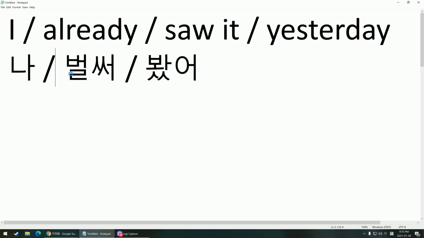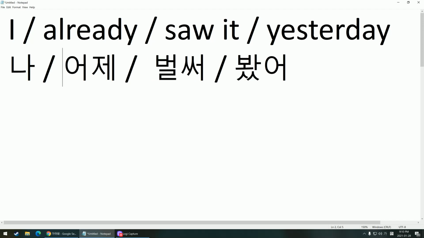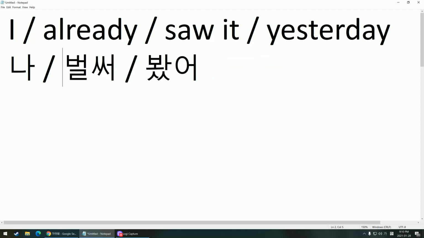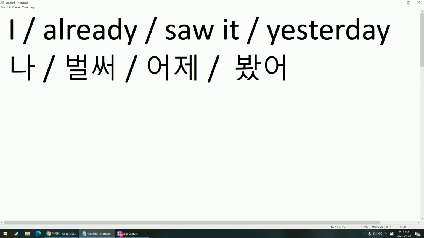You could also put it in between here. 나 어제 벌써 봤어. Or like 나 벌써 어제 봤어. Yeah, that also makes sense too.